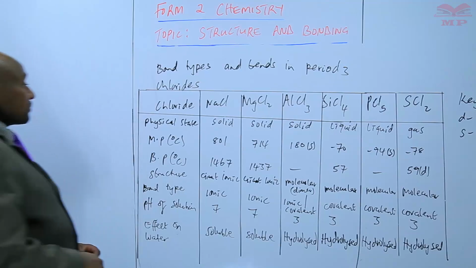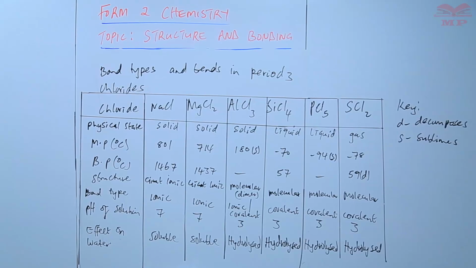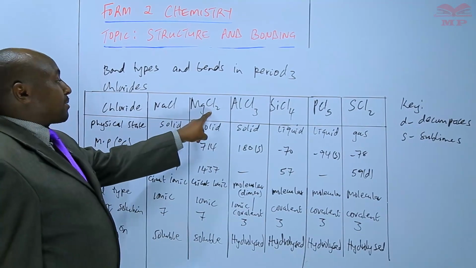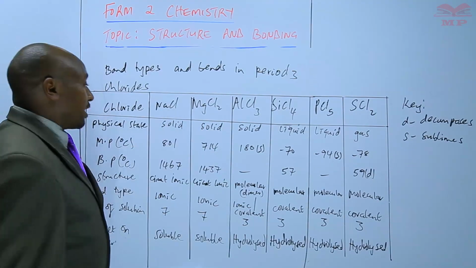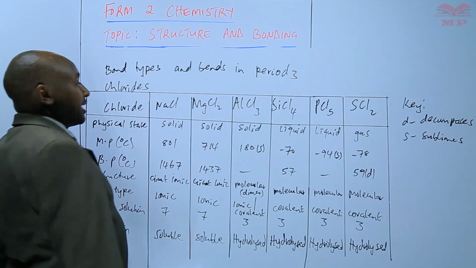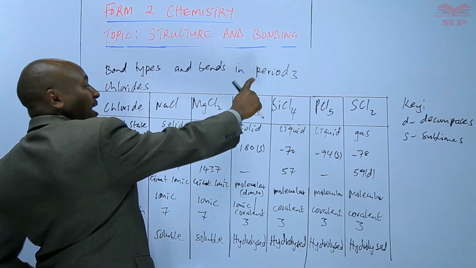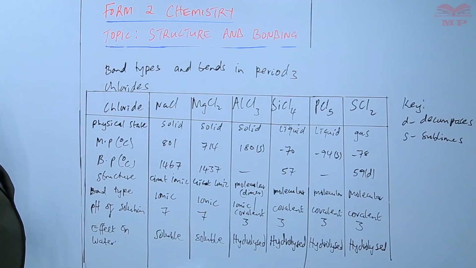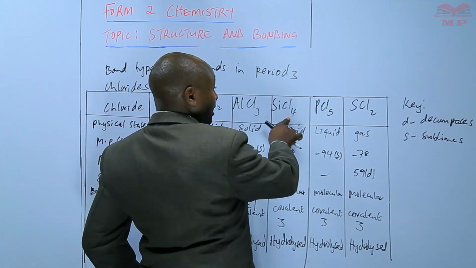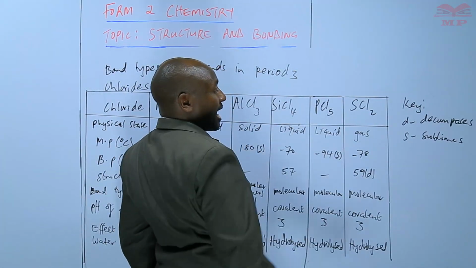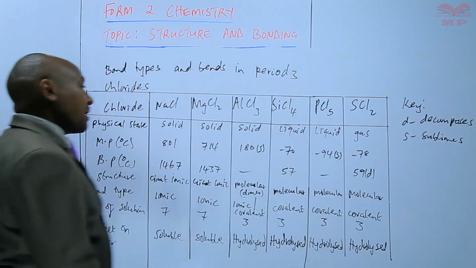So in the table, that summarizes the bond types and trends in period 3 chlorides. We have sodium chloride and magnesium chloride. They are metallic chlorides and they are solids. And the same case applies to aluminium chloride. So sodium chloride, magnesium chloride, and aluminium chloride, those are metallic chlorides and all of them are solids. However, silicon 4 chloride, phosphorus 5 chloride, and sulfur chloride, these two are liquids, while sulfur chloride is a gas.